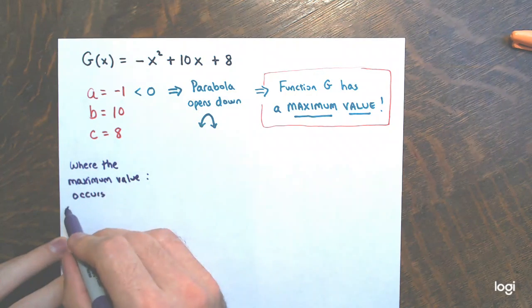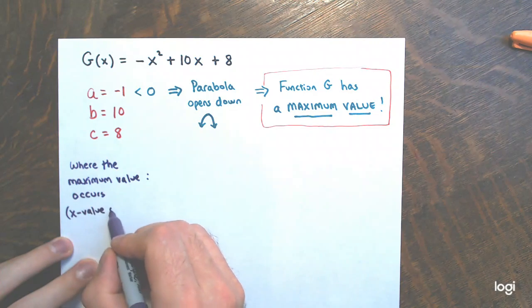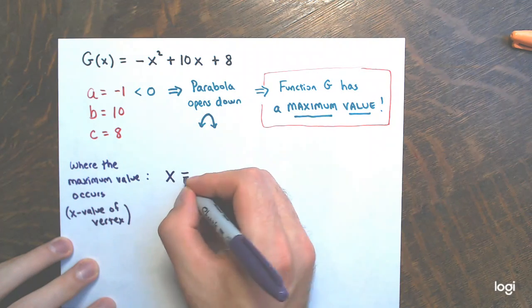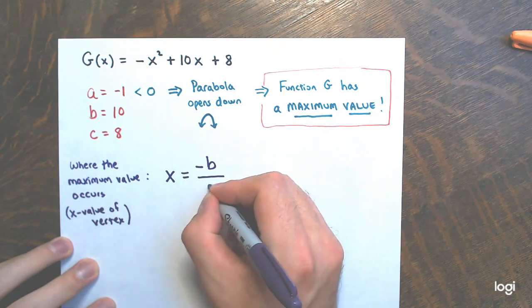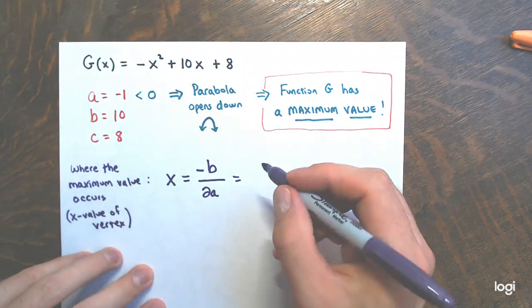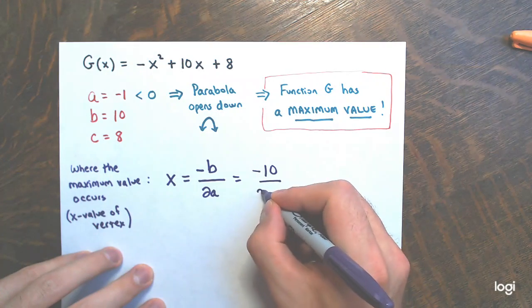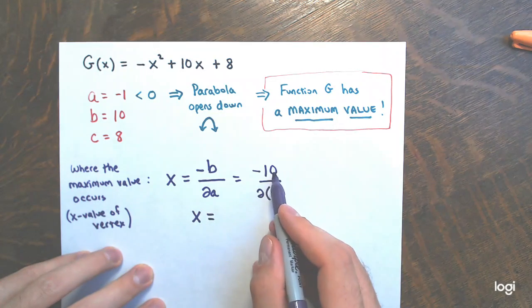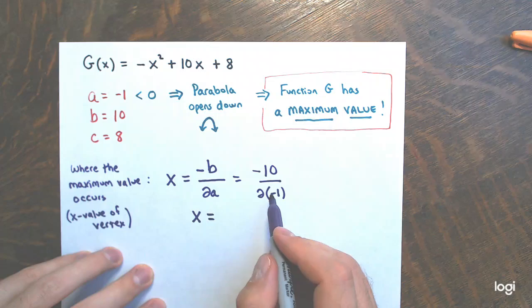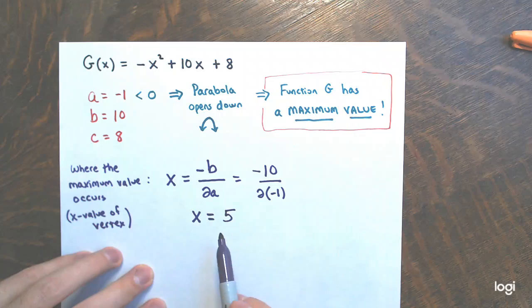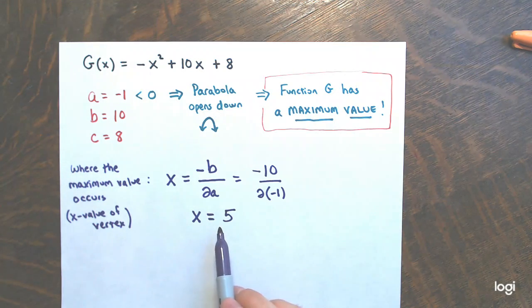the x value of the vertex is at x equals negative b, the opposite of b, divided by 2a. The opposite of b was negative 10, divided by 2 times a, which is negative 1. So we have x equals negative 10 in the numerator, negative 2 in the denominator. Negative divided by negative is positive. Negative 10 divided by negative 2 is positive 5. So this is where the maximum value will occur on the graph, at x equals 5.